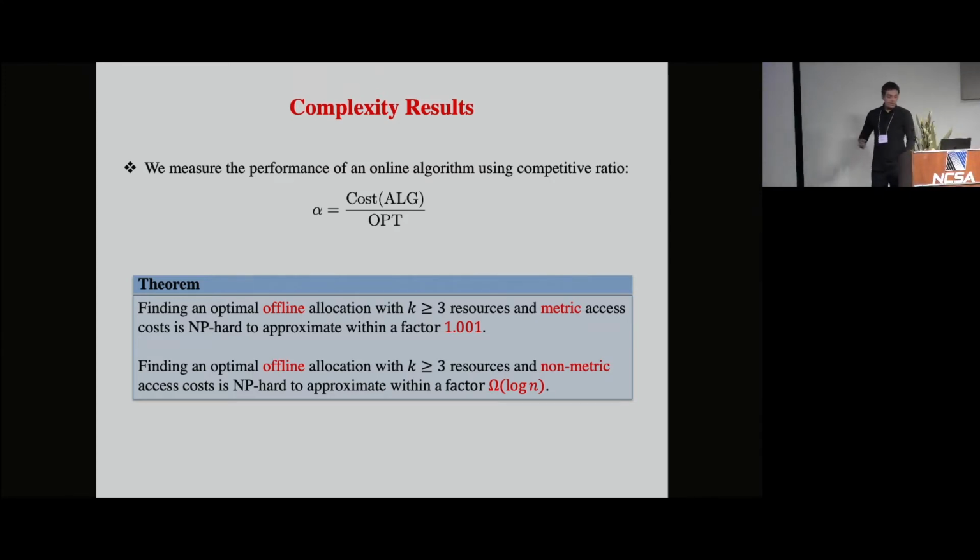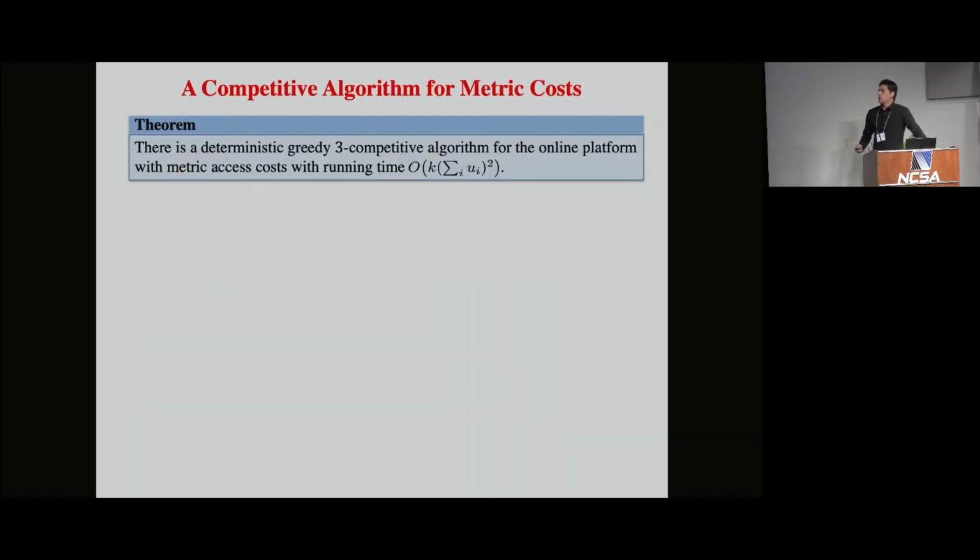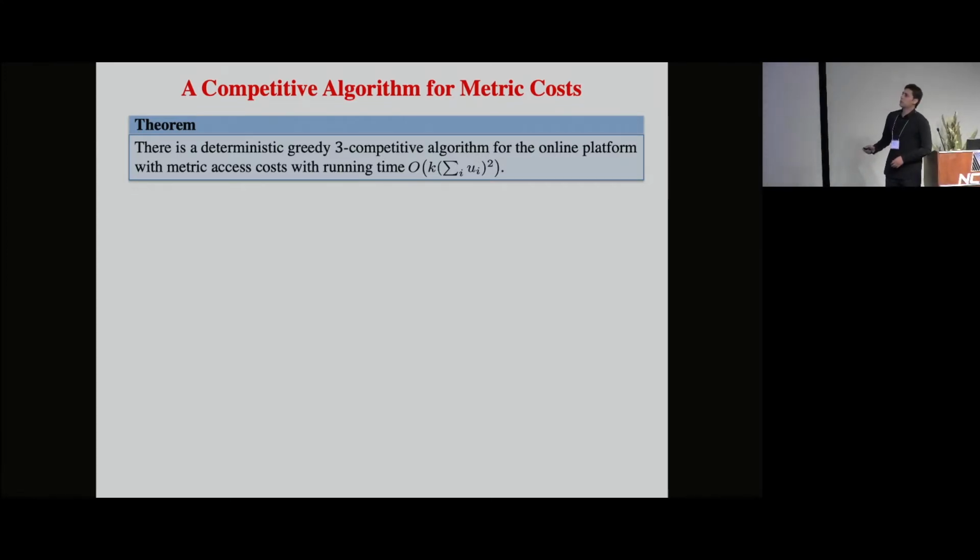Okay. But now, despite these impossibility results, we are still interested in finding some good online or offline algorithms to find some good optimal or suboptimal solutions. And here is what we can show for the case of the metric access cost. So if you consider the problem that I just described and assume that the access costs satisfy the metric property, then there's a simple greedy 3-competitive algorithm for that problem, which runs linearly in terms of the number of resources and quadratically in terms of the total cache size of all the agents.